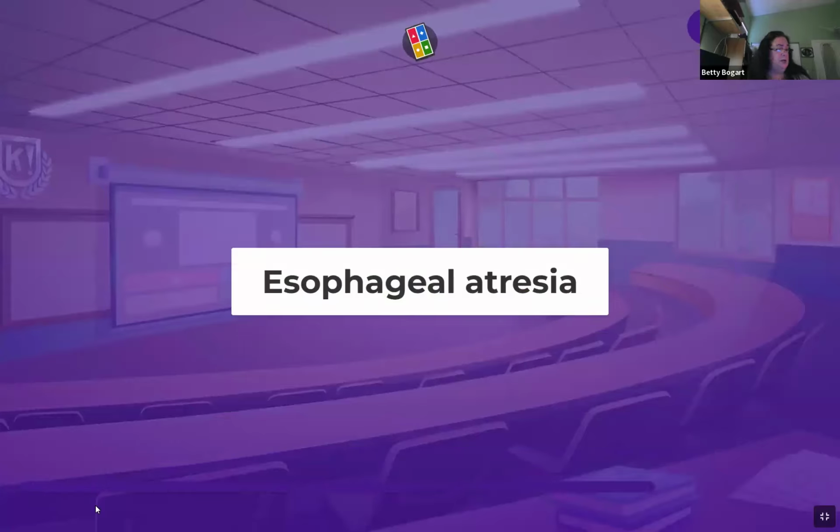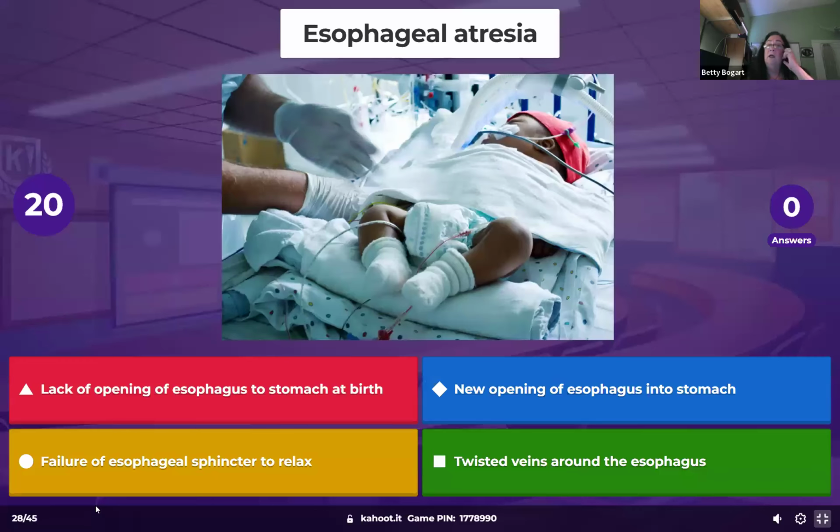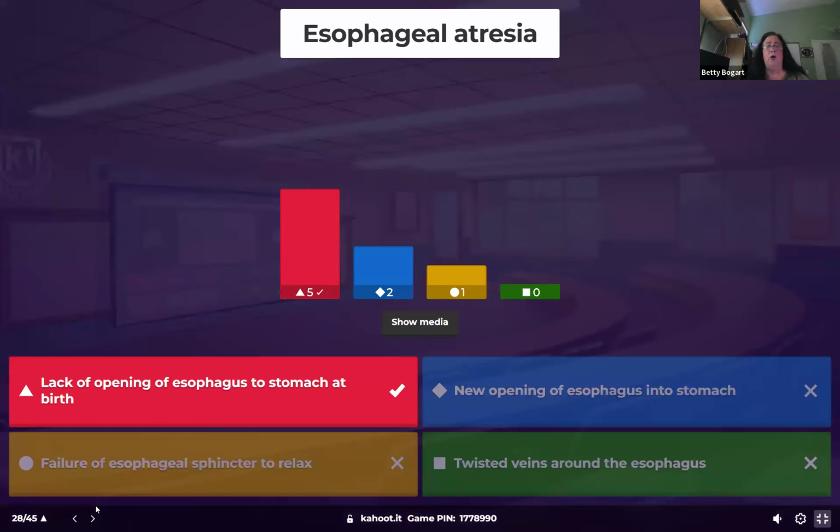Esophageal atresia. Remember, A is without. We have stenosis, we have atresia. A is without, no opening. Stenosis is narrowing. And that's the lack of an opening from the esophagus to the stomach. It's not connected.